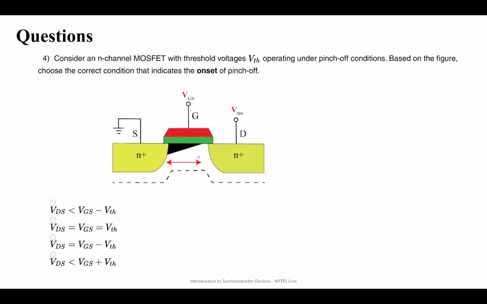Next question. Consider an N-channel MOSFET with threshold voltage VTH operating under pinch-off conditions. Based on the figure, choose the correct condition that indicates the onset of pinch-off. VDS is less than VGS minus VTH. VDS equals VGS minus VTH. VDS less than VGS plus VTH.